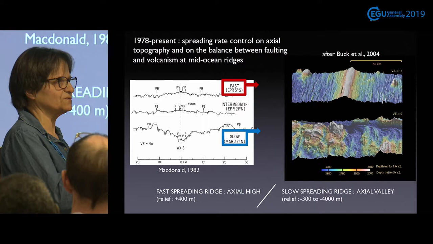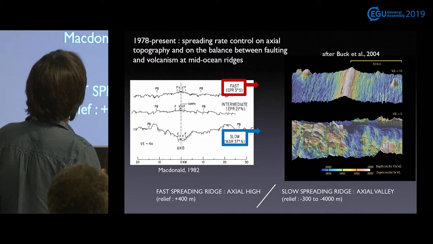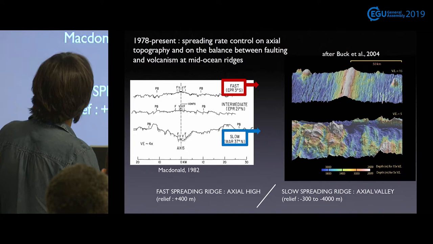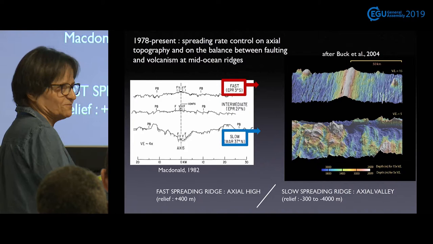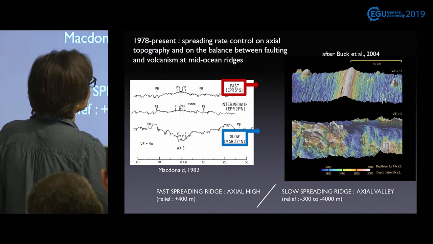And one thing that was found very early was that fast ridges don't look at all the same as slow ridges. Slow ridges, we've seen, they have an actual valley, and it's controlled by faults, and it's due to deformation of the plate between the plates. But the fast ridges, they are a domal shape. It's actually not a dome because it's really a ridge, and it's very continuous and very monotonous topography.